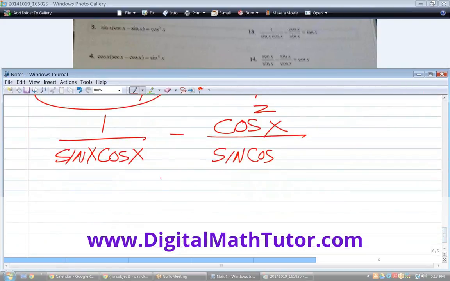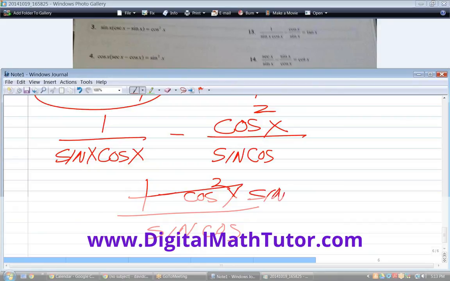Okay, what's this become? 1 minus cosine squared x over sine cosine. Okay, now what's the numerator look like? Sine squared. Simplify. Go into sine over cosine. Which is equal to tan.